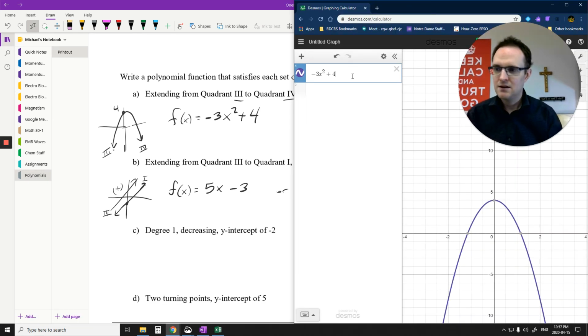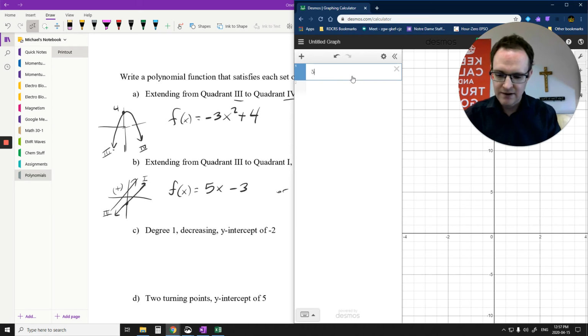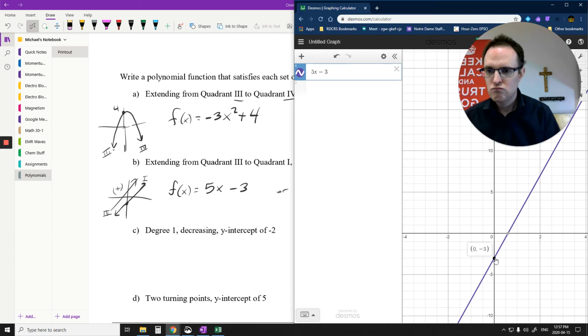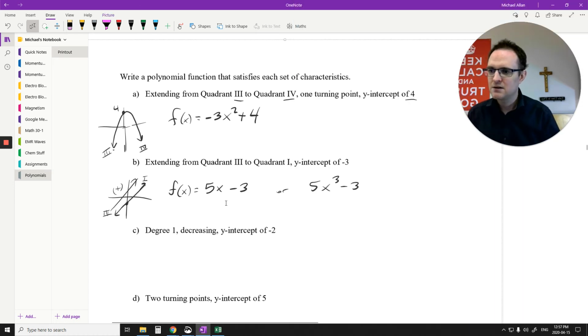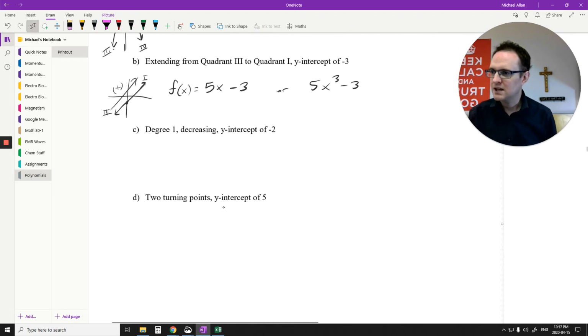So let's try this out. We got 5x minus 3. Yeah, looks pretty good. From 3 to 1, but if I put a cube in there instead, hey, same thing. I got from 3 to 1. I got the y-intercept of negative 3. So either one of those works. It's pretty good. Let's see. I got a degree of 1, so it's got to be a linear graph. So we have an x to the power of 1. Okay. What else do we have in here?